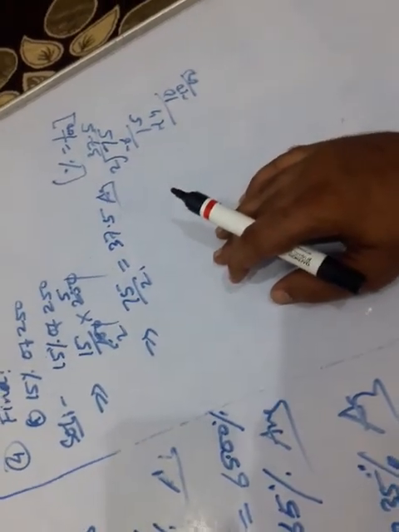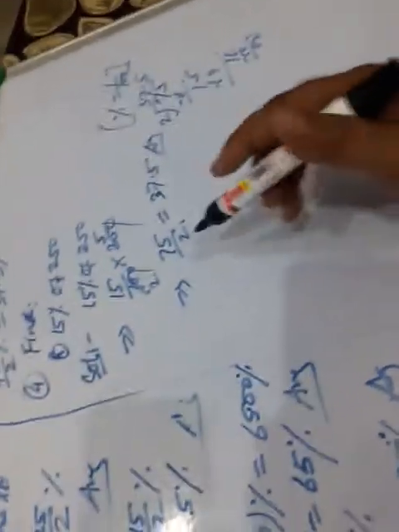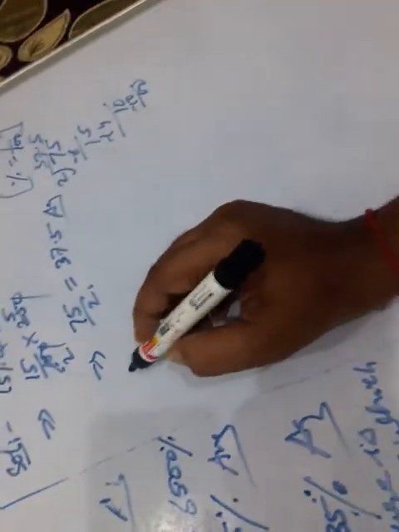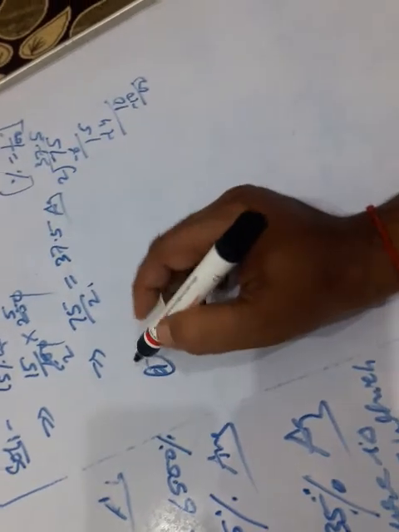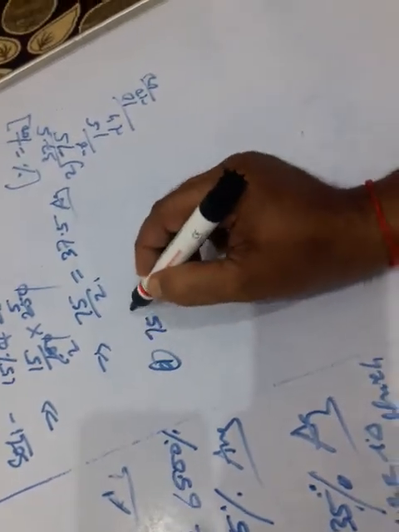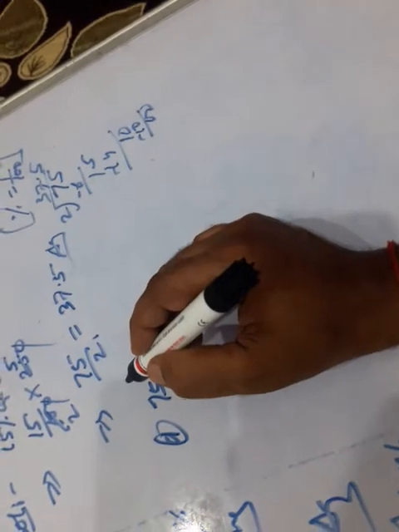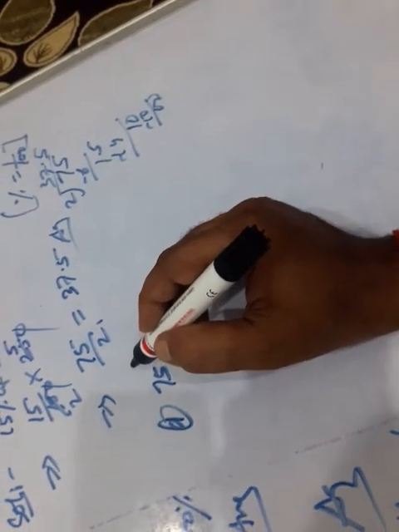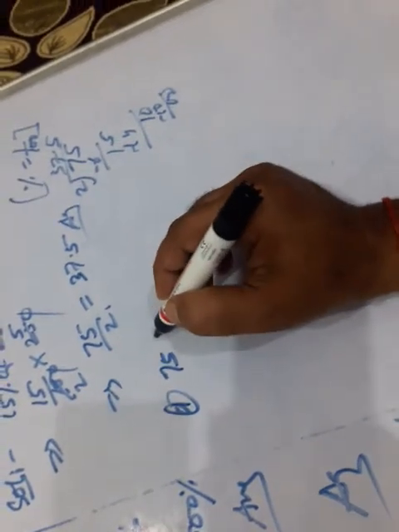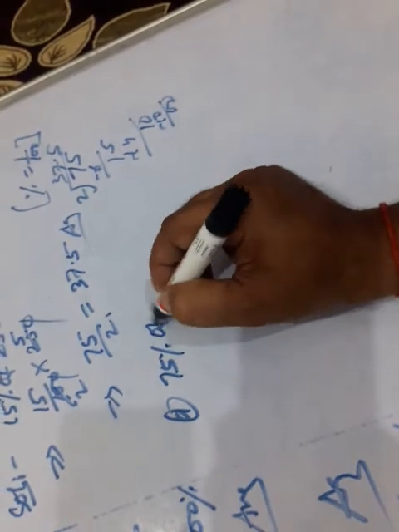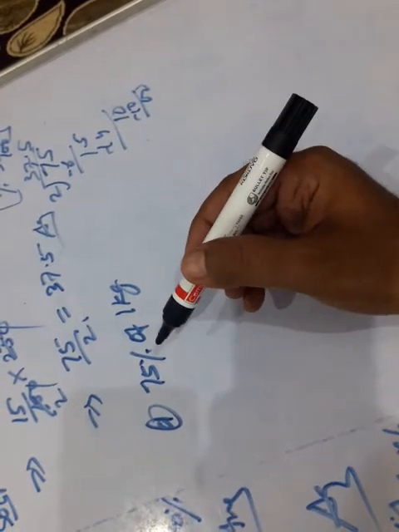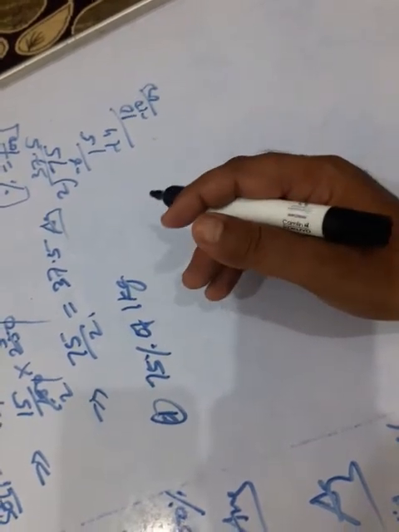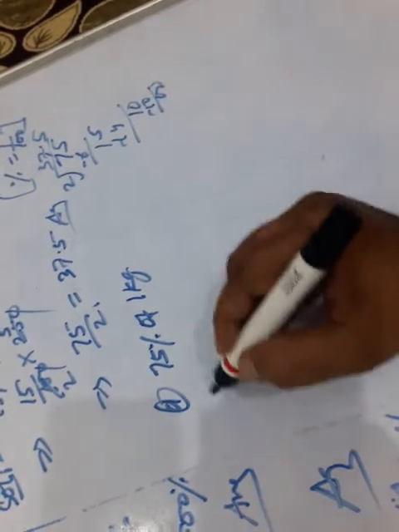Let us see one more question of this type. Let us take part D. D is 75% of 1 kg. 75% of 1 kg you have to find out, children. How will you find it out? Okay children, start solving.